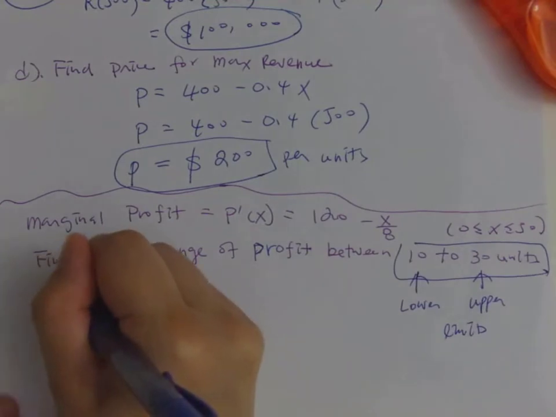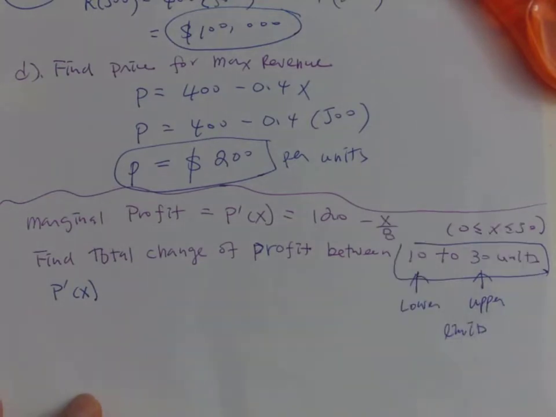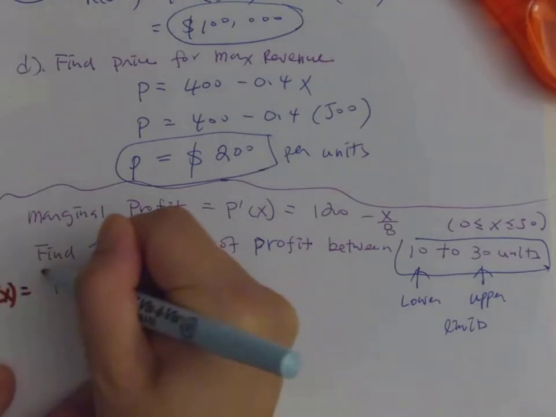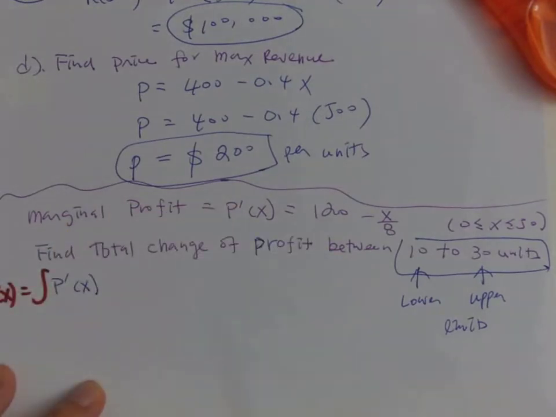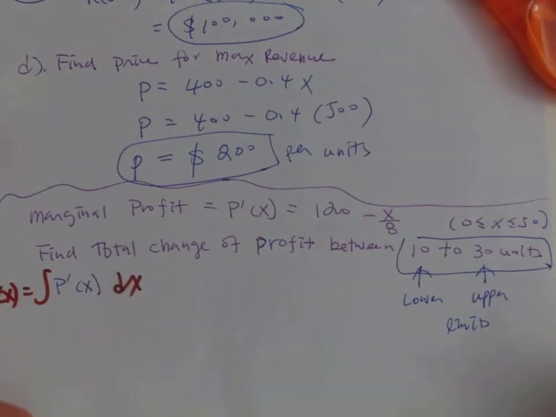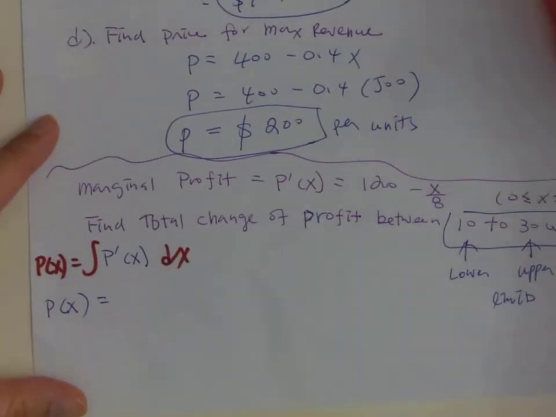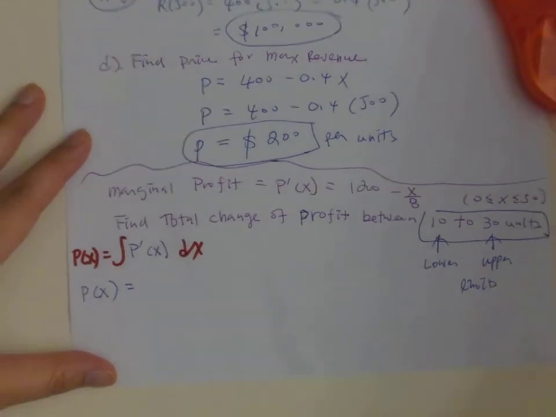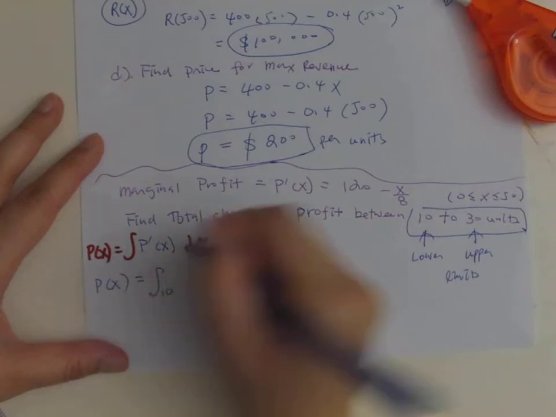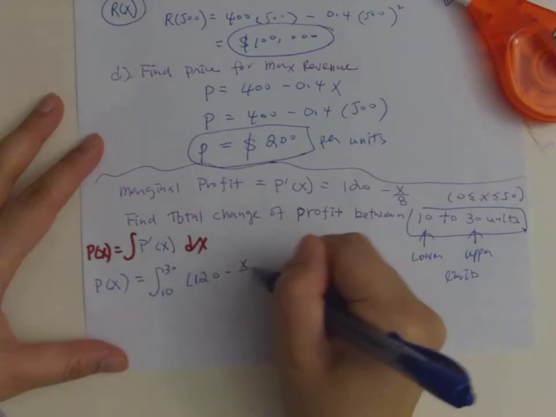Okay, so I started with p prime of x. To get the p of x, we're going to need to take the antiderivative, right? So p of x is going to take the integral of p prime of x dx. So the profit function is going to be taking an integral from 10 units to 30 units, and my profit function was 120 minus x over 8.